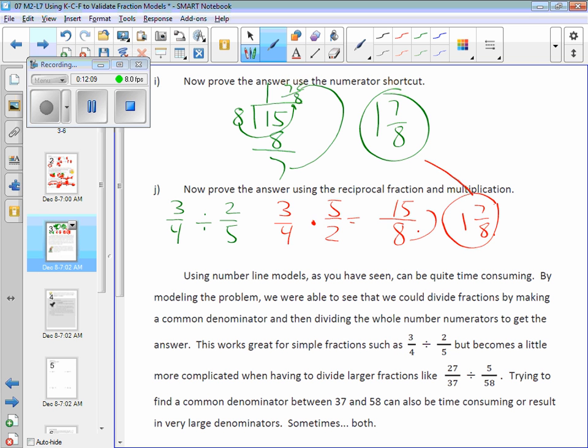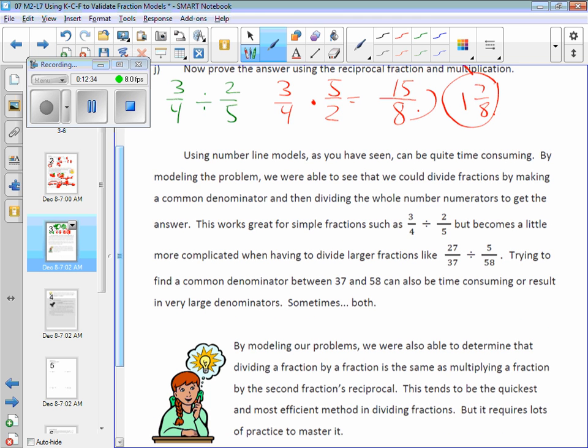How many think that this is the quickest way? From this point forward, you are allowed to use this method, but you got to be careful with a few things. I'm going to go through the rules so you know, because if you don't follow the rules or make a mistake, you're not going to get the right answer. Okay, I'm going to read this out loud to you because it is important. Using the number line models, as you've seen, can be quite time-consuming, right? No arguments there. It takes a while for number lines and leaps, right?